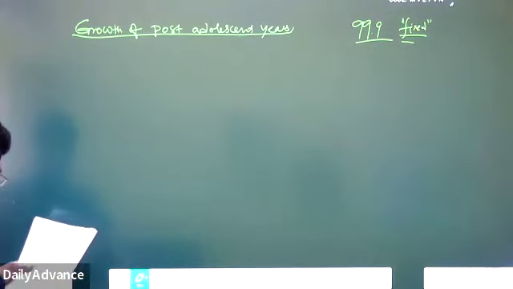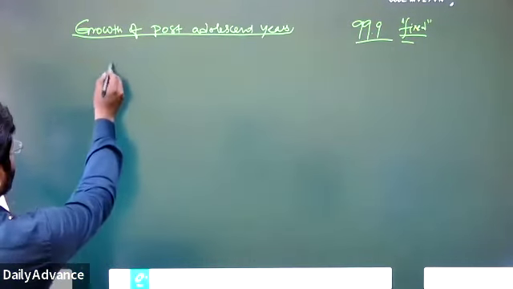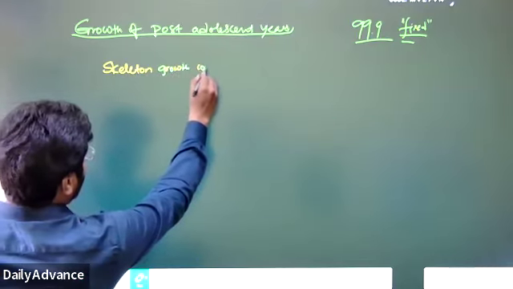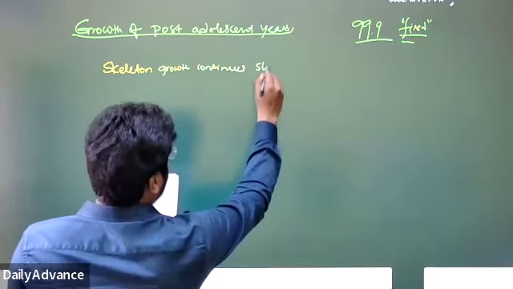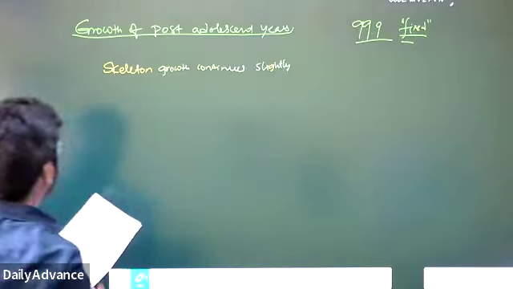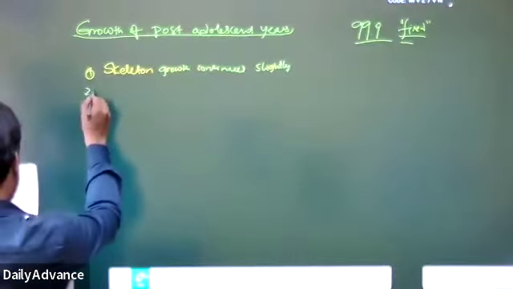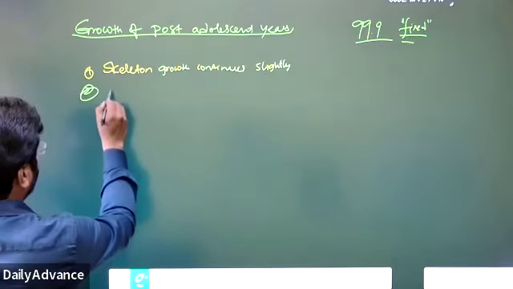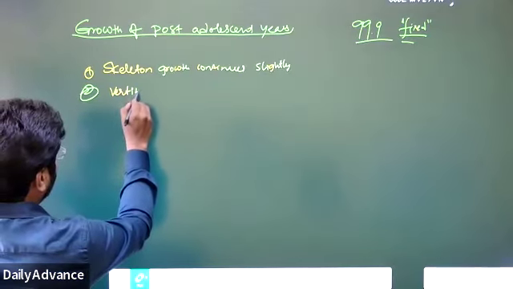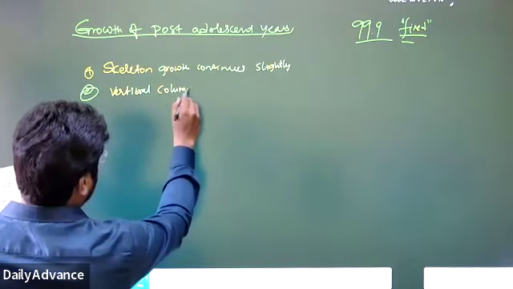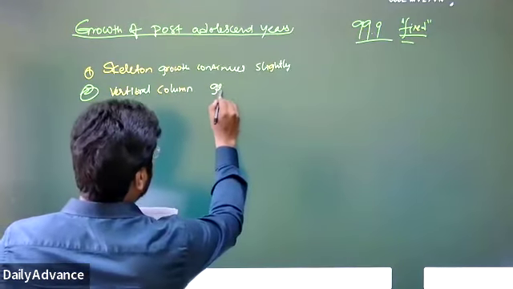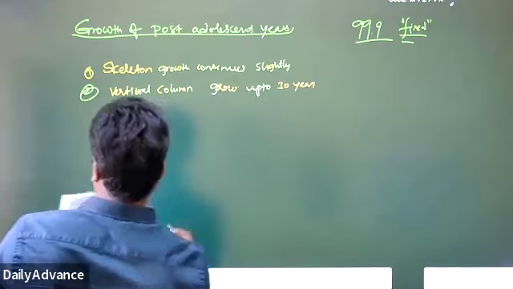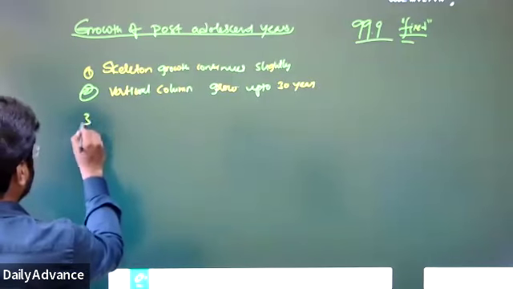So what are all those organs? You can see skeleton growth continues slightly after adolescent years. That is the first conclusion. Second conclusion you can write: the vertebral column continues to grow up to 30 years. So third one, height on average.